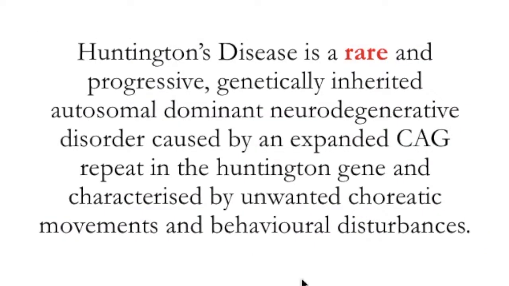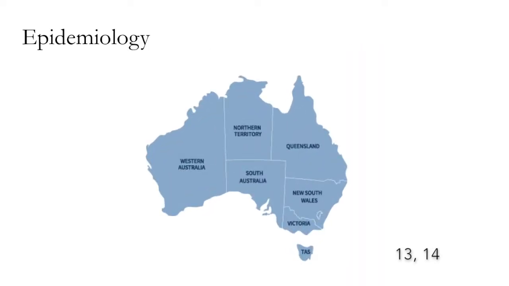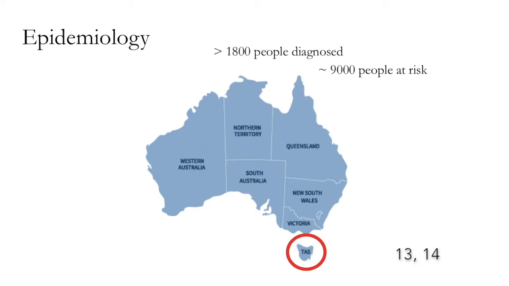Huntington's is a rare disease. Over 1,800 people in Australia have been diagnosed with Huntington's disease, and approximately 9,000 are at risk. Tasmania has the highest prevalence with 12.1 cases per 100,000 people due to past family lineage links.